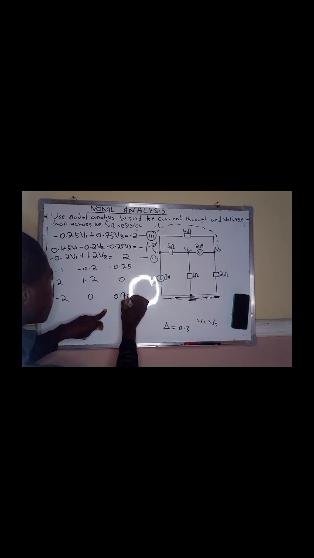So I have to say that in equation 1, I'm having -0.2, and in equation 2, I'm having 1.2. Sorry, in equation 3, I'm having 0, and therefore from equation 1, V3 is 0.25, from equation 2, V3 is 0, and V3 from equation 3 is 0.75.